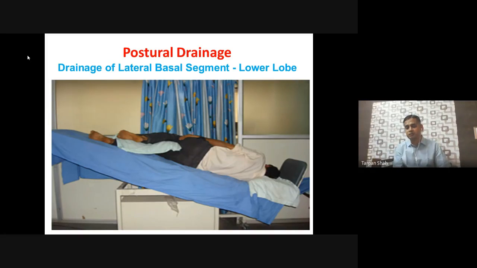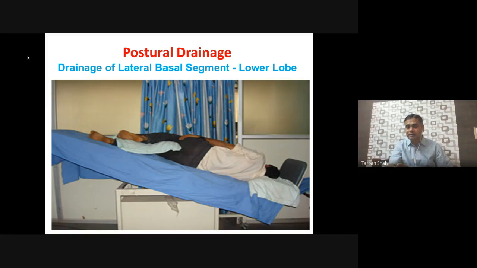But now you have to remember one thing. The area, that means the segments or the lobe which you want to mobilize, should always come on the top side, so that it is on the upside and the gravity will assist for the mobilization of the secretions. So in this image, you can see the drainage of the lateral basal segment, lower lobe.